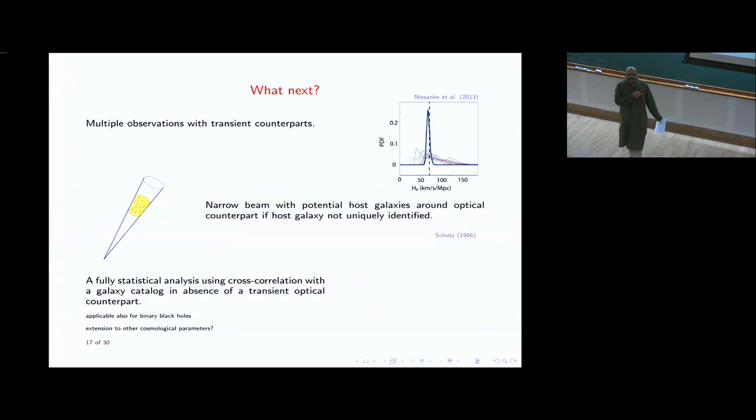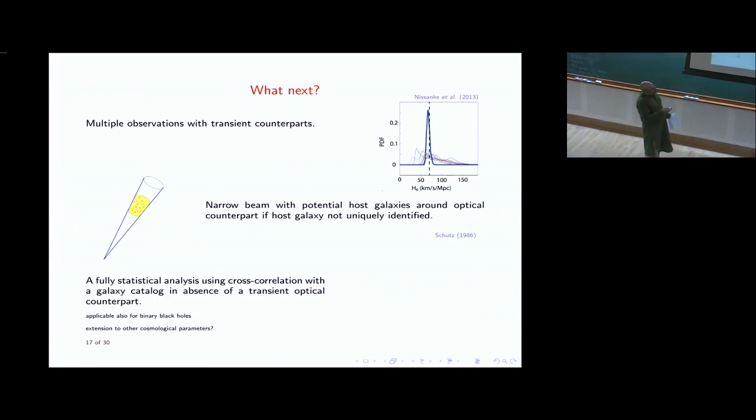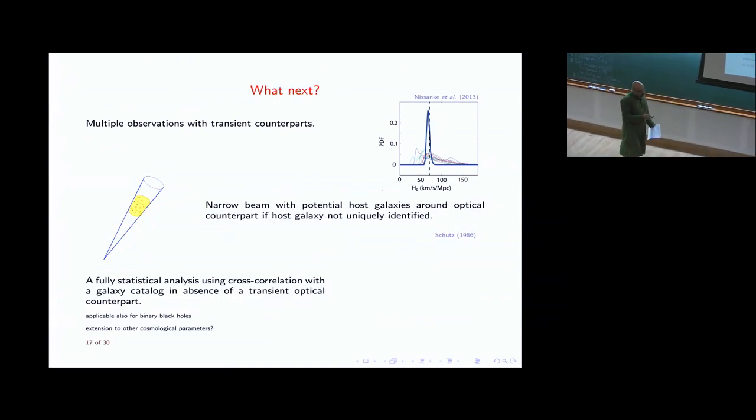Or you just have a sky localization from gravitational waves. With gravitational waves, you can measure the RA and the DEC, and they give you a slightly wider cone, so you have a slightly bigger set of galaxies. It could be any of those redshifts. You do not know which one.